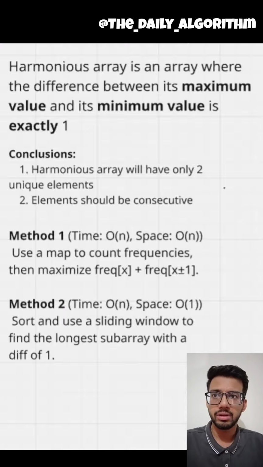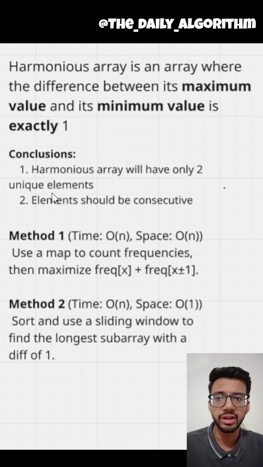A harmonious array is an array where the difference between its maximum value and its minimum value is exactly 1. So from this statement we can have two conclusions. The first is that a harmonious array will have only two unique elements because we have only integer values in the nums array, and the second is that the elements should be consecutive. So let's say if 3 is a part of a harmonious array, then either 2 or 4 should be a part of it and no other elements could be a part of that array.